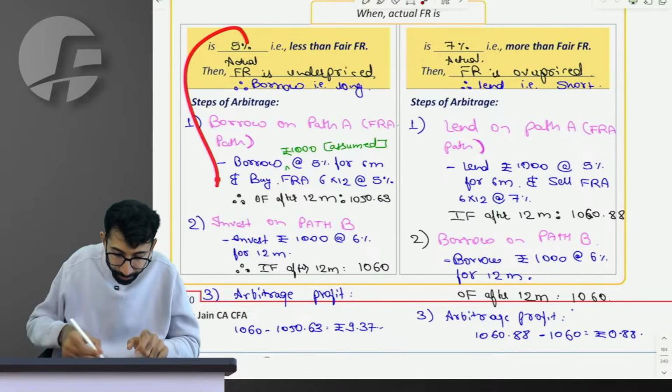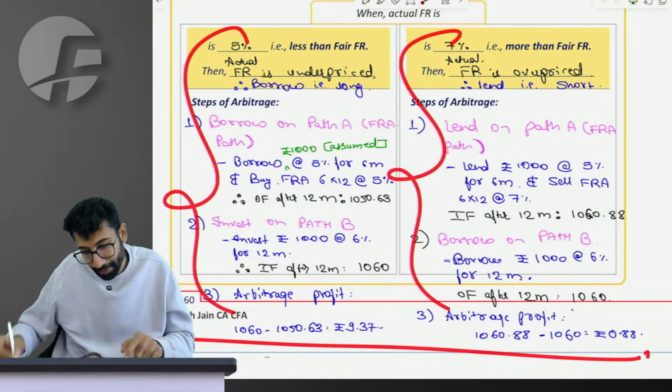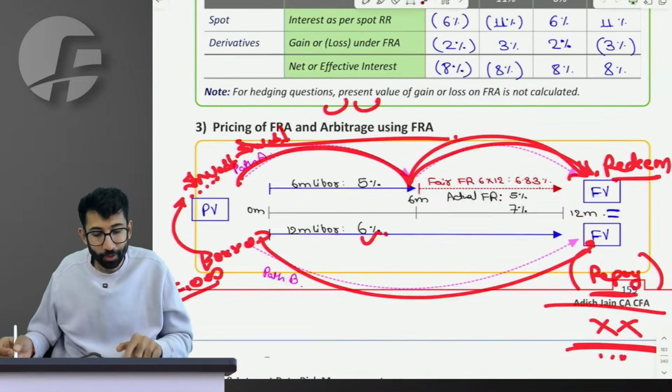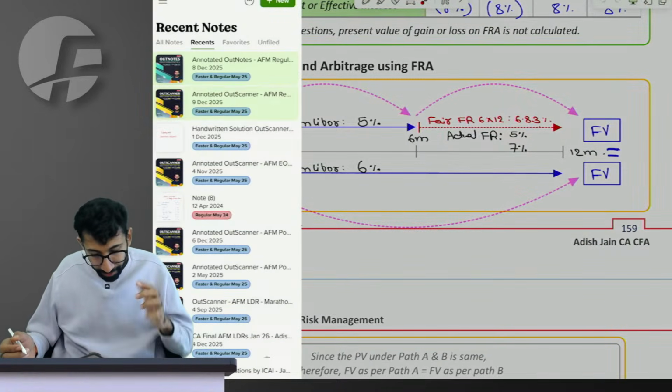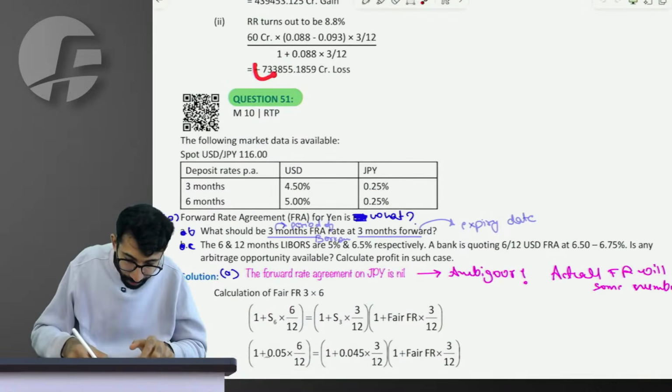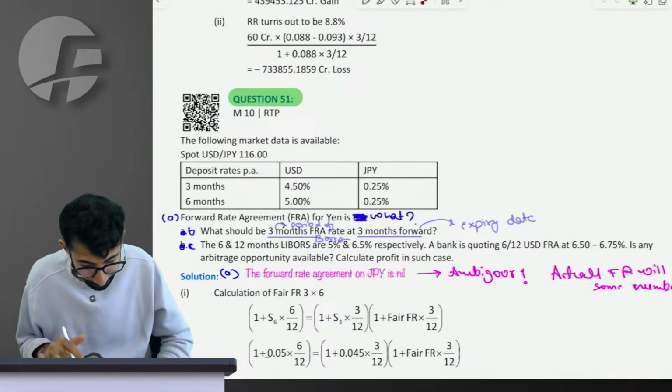That is what has been written here, for which we are going to do the practical question right now in the class. Are you all please with me? Come on. Let's proceed to solve that particular question. Question number 51 from the study material.